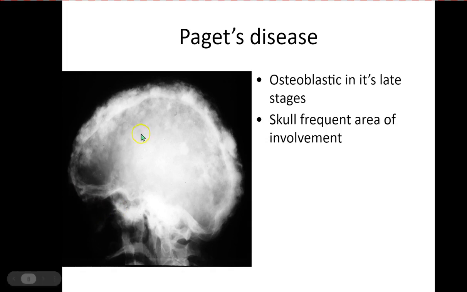This skull that you see here would be late stage Paget's disease, and this is the body's, again, reparative stage when it's trying to heal itself.